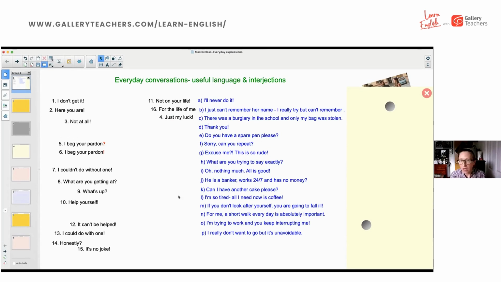If someone says thank you to you, how do you respond? That's it, just my luck. What do you say to thank you? Number 13? No. Number 13 is a very good one. Number 3, not at all. Lovely. That's it. This is a really nice answer.